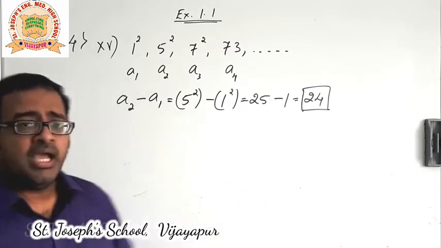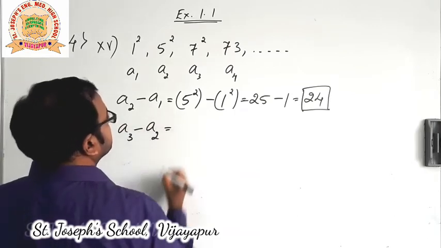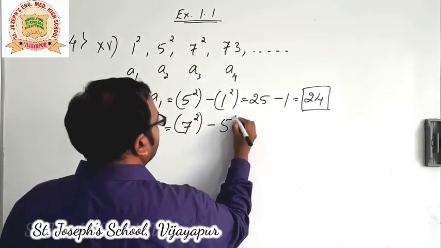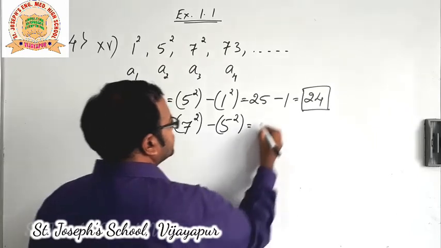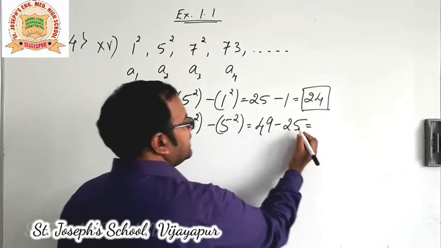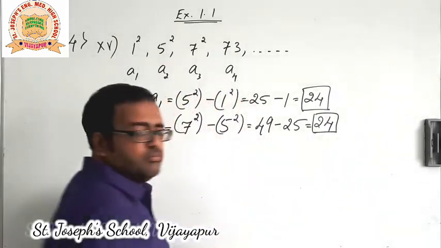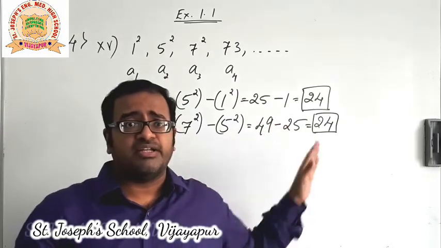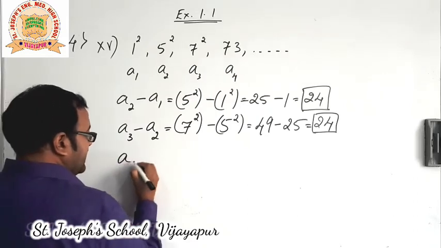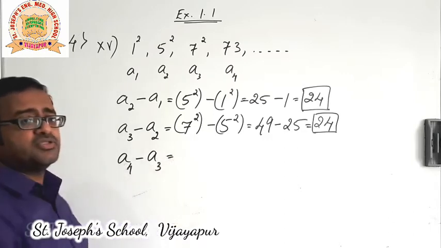The next, A3 minus A2, which is equal to 7 square minus 5 square, which is 49 minus 25, which is 24. So again 24. Good. We have so far got a common difference. Let us test one more pair of consecutive terms. If it is yes, then we can conclude that this is an AP. If not, we can say this is not an AP.